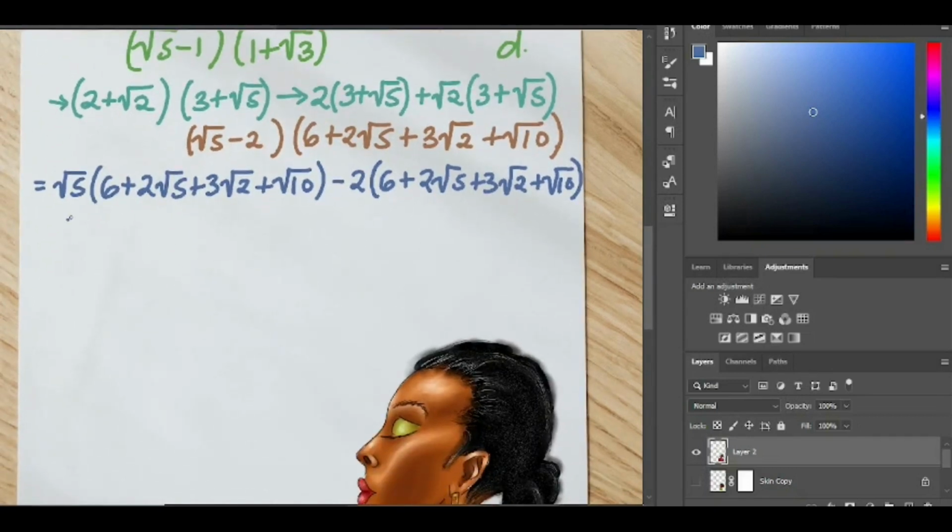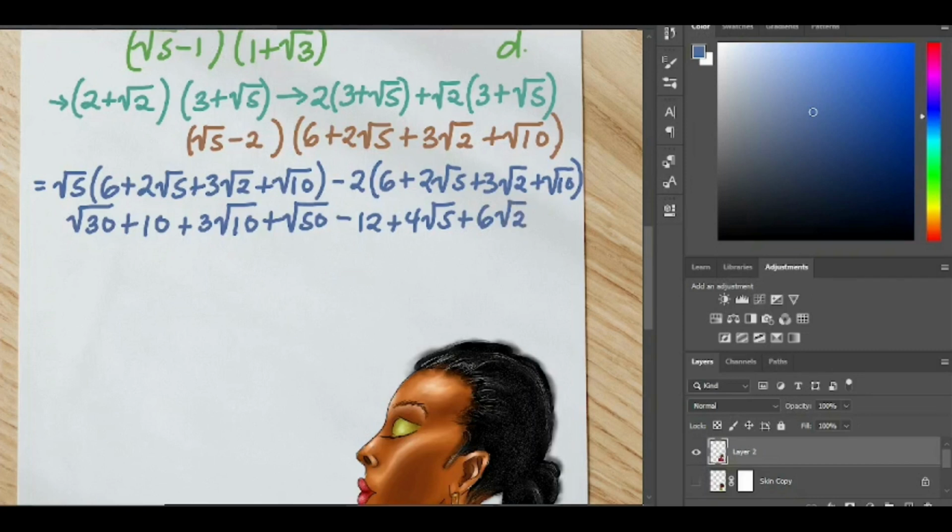So here we'll have root 30, and then plus 2 root 25, which will end up being 2 times 5, which is going to give us 10, and then plus 3 root 10, and then plus root 50. And then on this other side, we are going to have minus 2 times 6 is 12, and then plus 4 root 5, and then plus 6 root 2, and then plus 2 root 10.